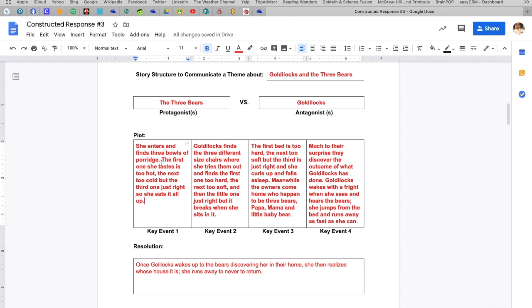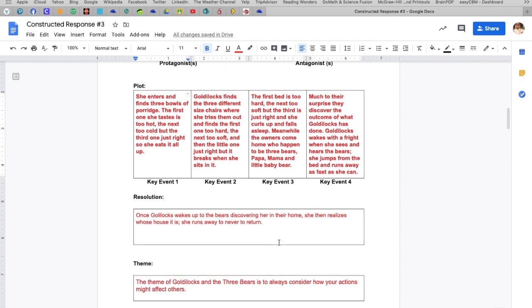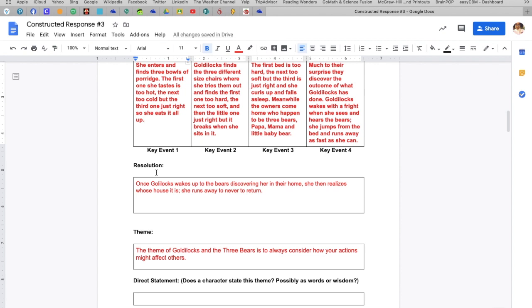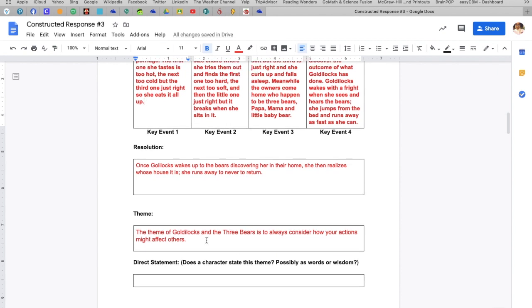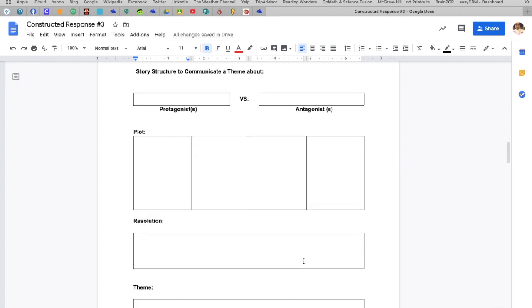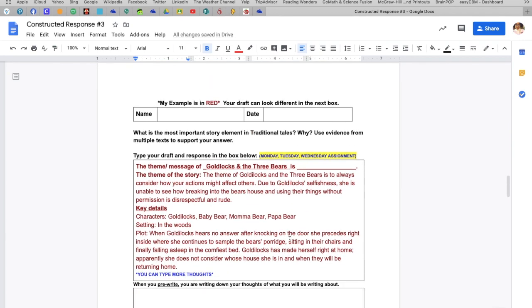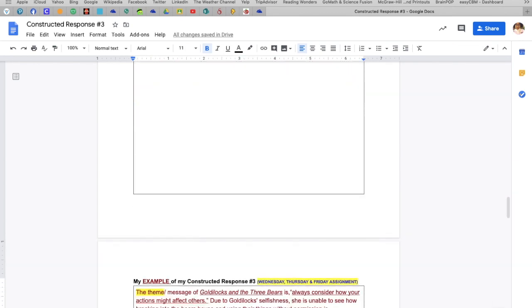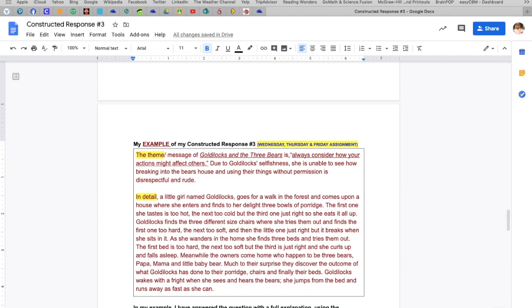Okay, so after I have already identified the title, the protagonist, the antagonist, and I told you 4 key details that are very important in order to make up the story, I need to tell you what the resolution is. How does she solve her problem? The theme of Goldilocks and the 3 Bears is always consider how your actions might affect others. So then after that, you will be doing that yourself with Carla's Sandwich. You will then scroll down here where you're going to draft out your ideas. And lastly, you will now construct your response number 3.